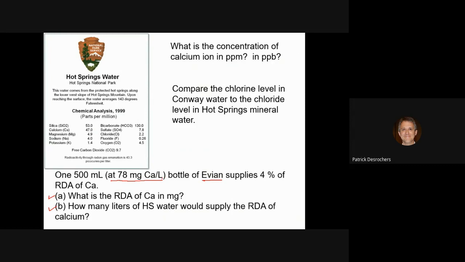Okay, let's do the first question. How does the calcium concentration in Evian water compare to the calcium concentration in hot springs water? Is Evian higher or lower than hot springs water?